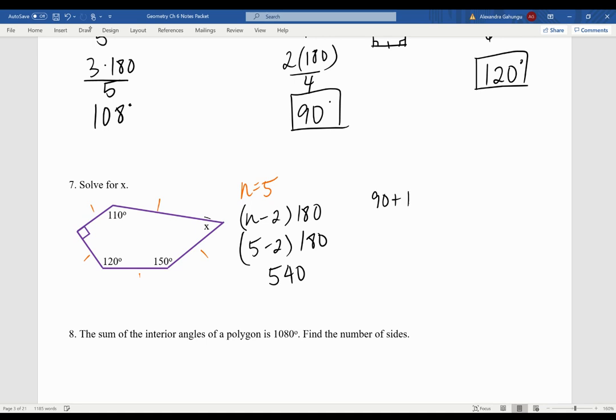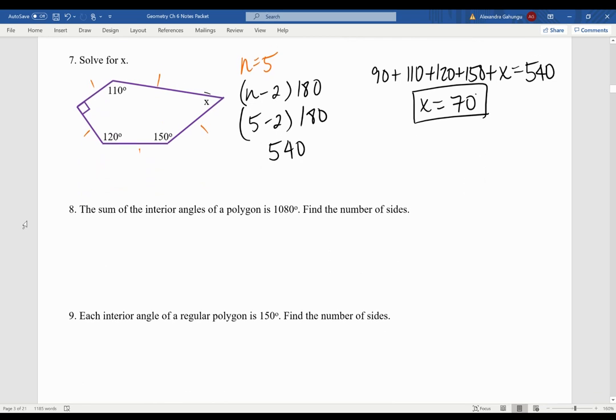I got a 90, a 110, 120, 150, and x should add up to 540. And if we subtract all of those from 540, I'll get x is equal to 70 degrees. So that's my missing angle.